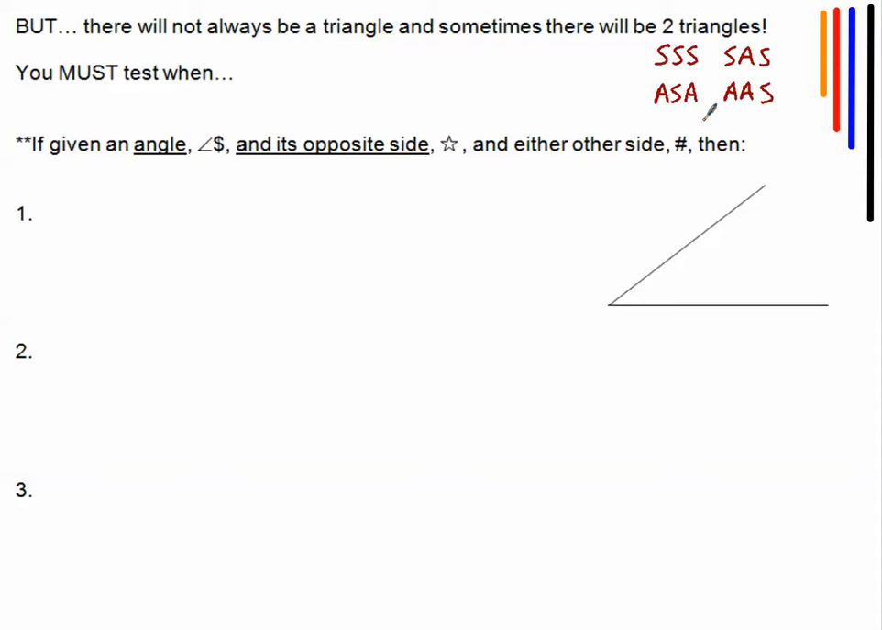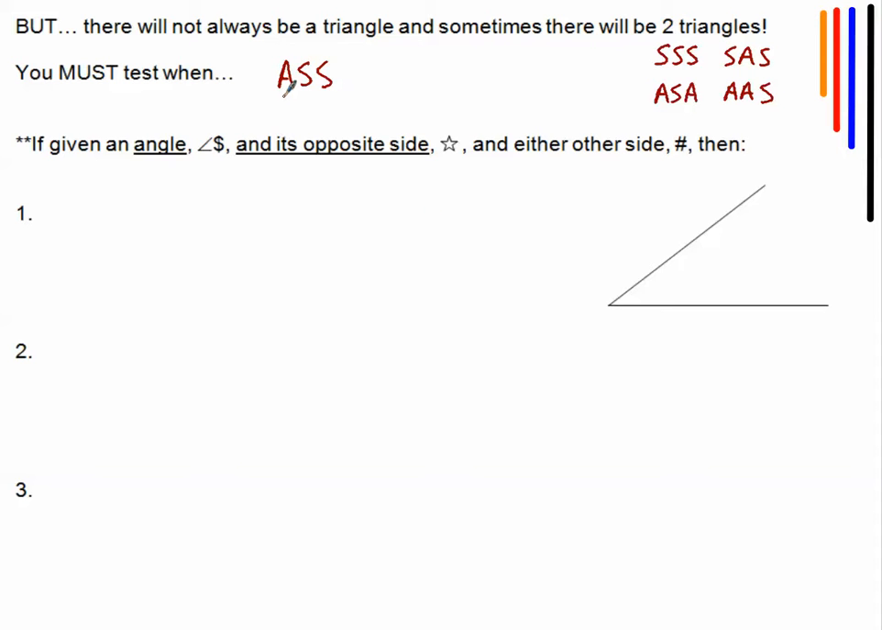The only combination of A's and S's that will not necessarily work is the one that actually spells out a bad word. If I give you an angle and two sides where one of the sides is opposite that angle, then this is not necessarily going to make a triangle, and this represents the ambiguous case. I'm going to explain it in three different scenarios because there are three different scenarios that could happen.